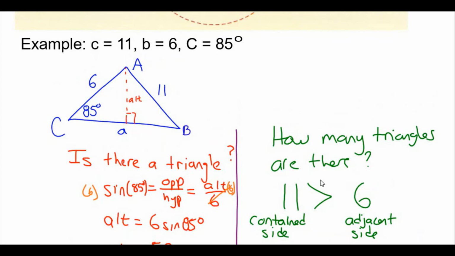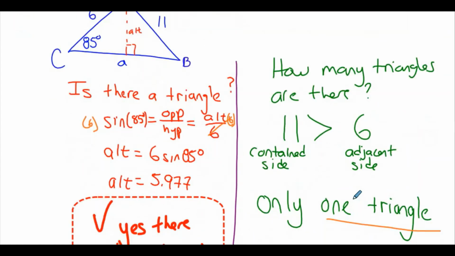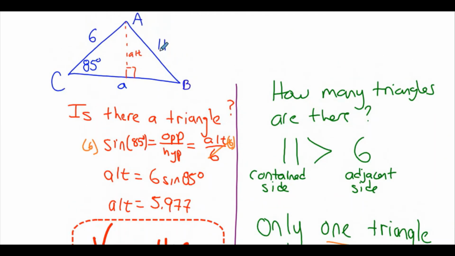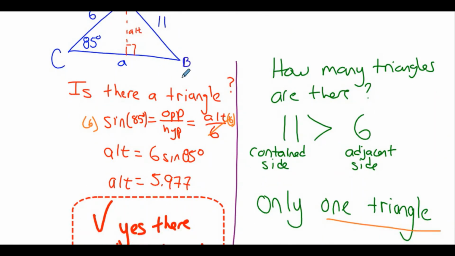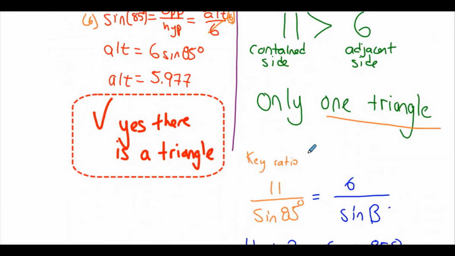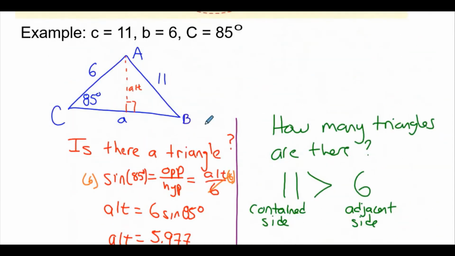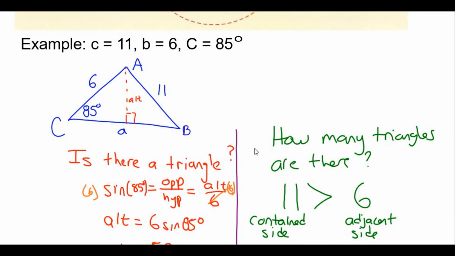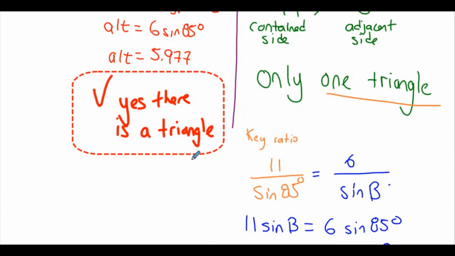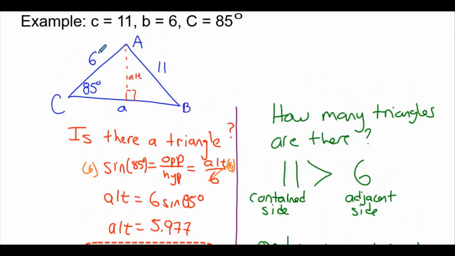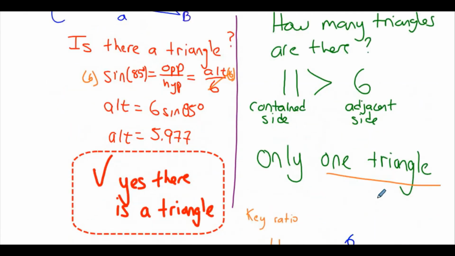Again, if you don't have a triangle, you're done. If you have a right triangle, you use sine, cosine, or tangent. If you have one oblique triangle because your contained side is bigger than your adjacent side with the altitude, within the tolerances of the triangle existing, then you just do a regular old problem with a key ratio. The key ratio would be 11 divided by sine of 85, set equal to 6 divided by sine of B.